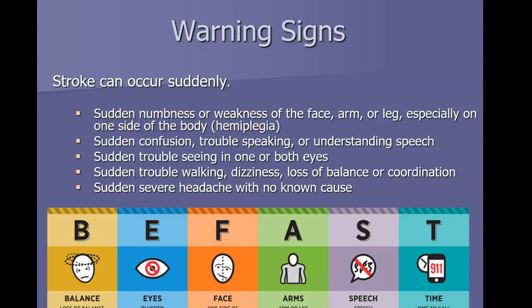But we tend to see hemiplegia with strokes, sudden confusion, trouble speaking or understanding speech, sudden trouble seeing in one or both eyes, sudden trouble walking, dizziness, loss of balance or coordination, and sometimes people complain of the worst headache they have ever had right before this happens.